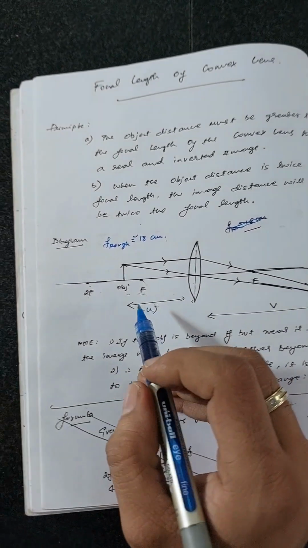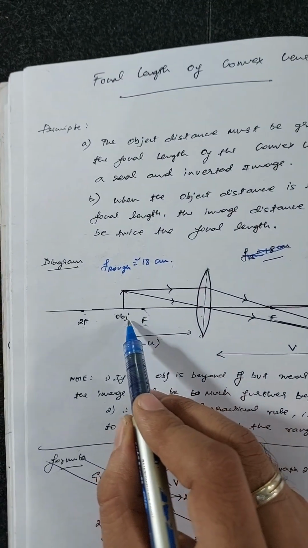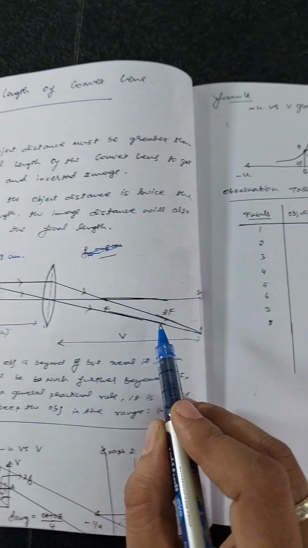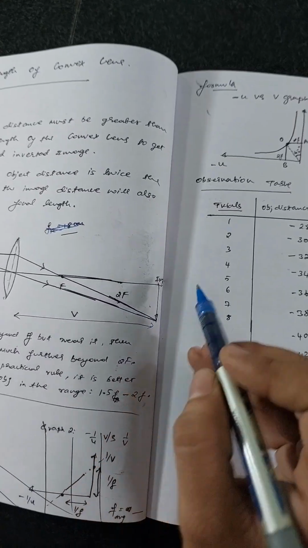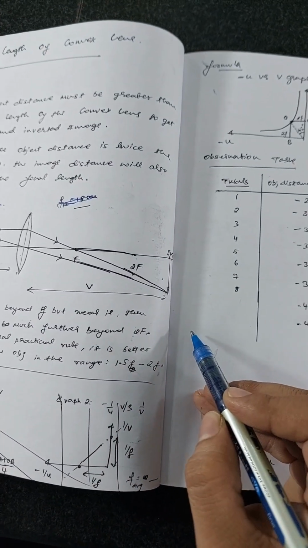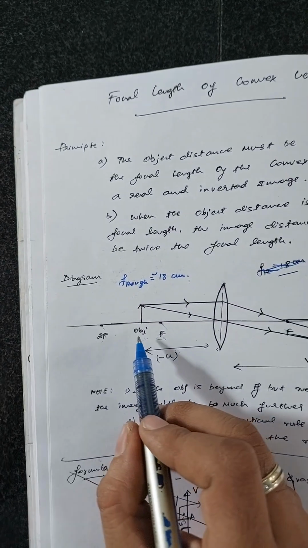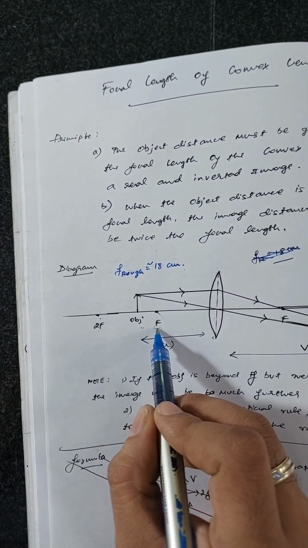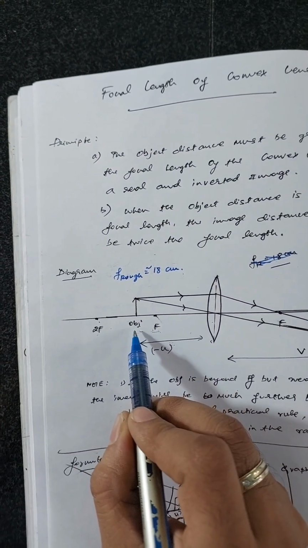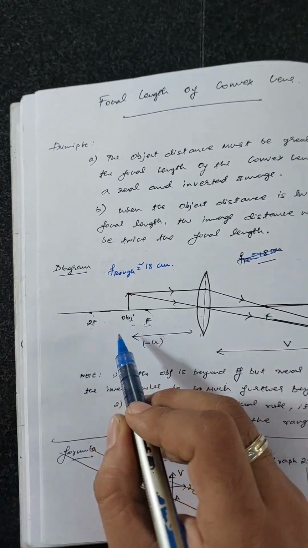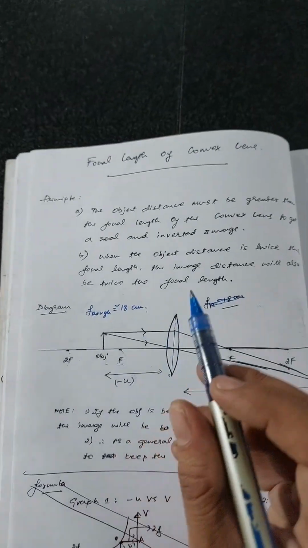Now the problem here is, if we keep the object very close to f, then the image formed will be very magnified, and the intensity will be very less. So it is usually better if we keep the object away from f, maybe at 1.5 times f or something like that. But the problem is we don't know f. That is the aim of the experiment.